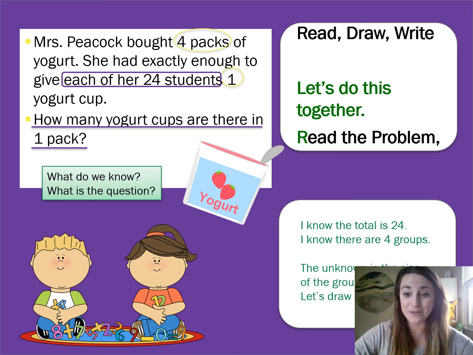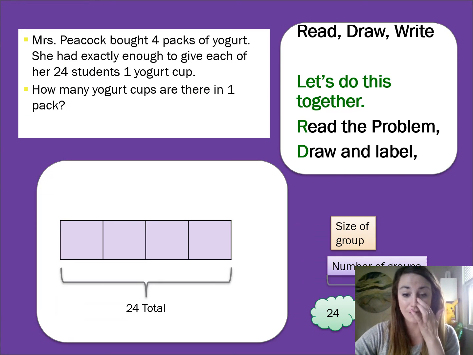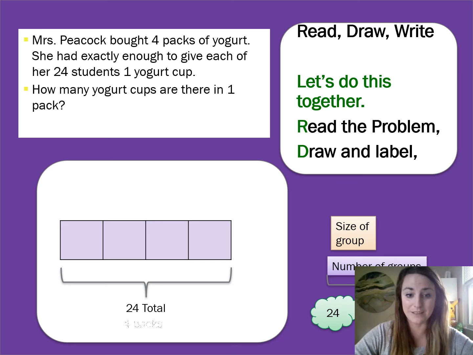I know that the total is 24. I know that there are 4 groups. The unknown is the size of each group. Let's solve by making a tape diagram. We'll make 4 groups with a total of 24 listed.